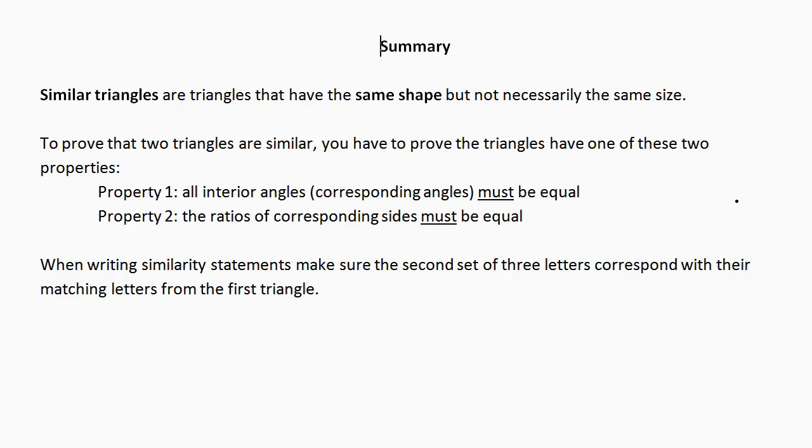So in summary, similar triangles are triangles that have the exact same shape, but they aren't necessarily the same size. To prove that two triangles are similar, you have to prove that the triangles have one of these two properties. You either have to prove that all of the interior angles are equal, or that the ratios of the corresponding sides are all equal. And lastly, when you're writing similarity statements, make sure the second set of three letters corresponds with the matching letters from the first triangle.